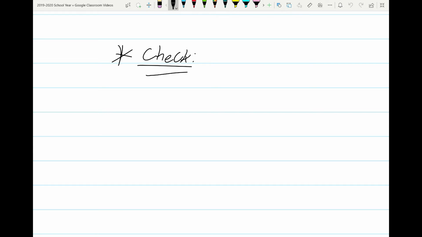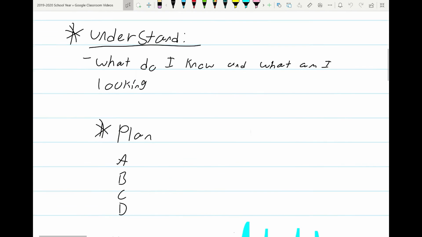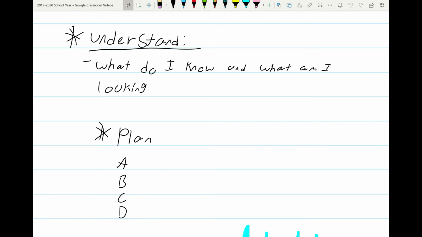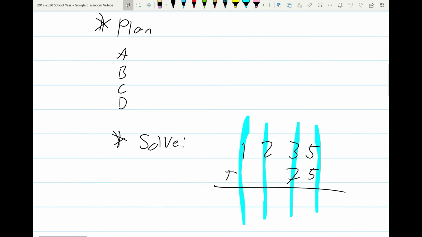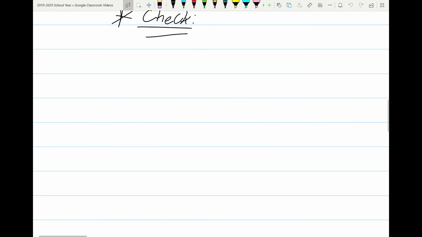Those are a couple strategies that I want you to use. Again, it's understand: what do I know and what am I looking for? Next one is plan: what kind of plan am I going to use? Then solve: make sure you're doing your plan and make sure your work is nice and neat. And then check your work.